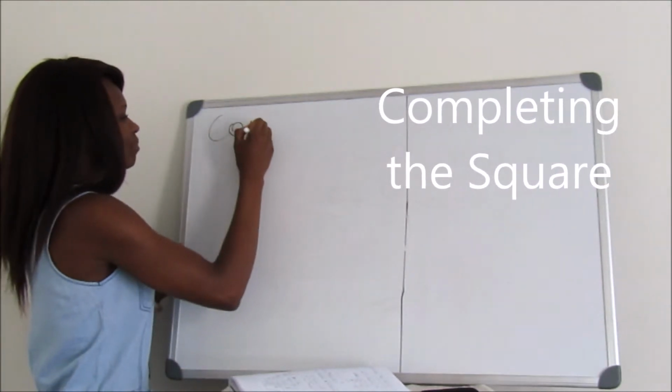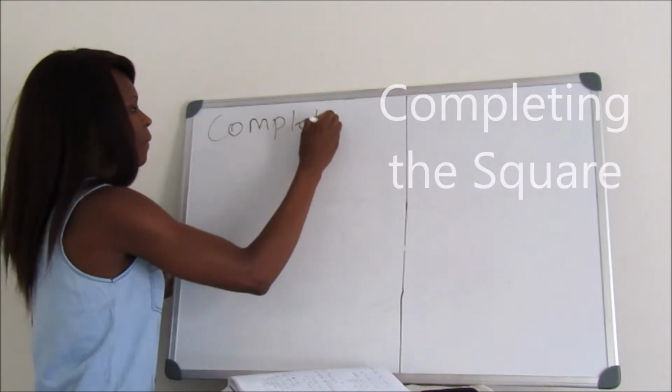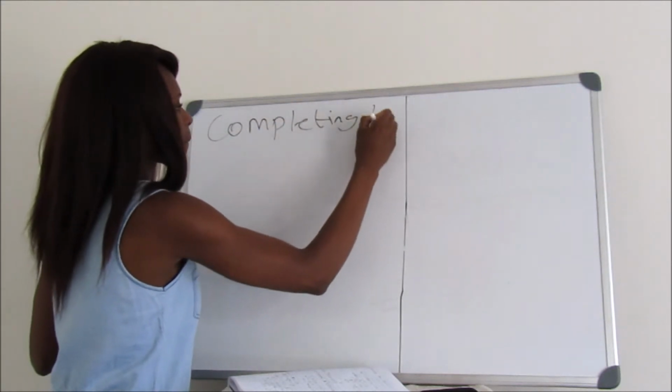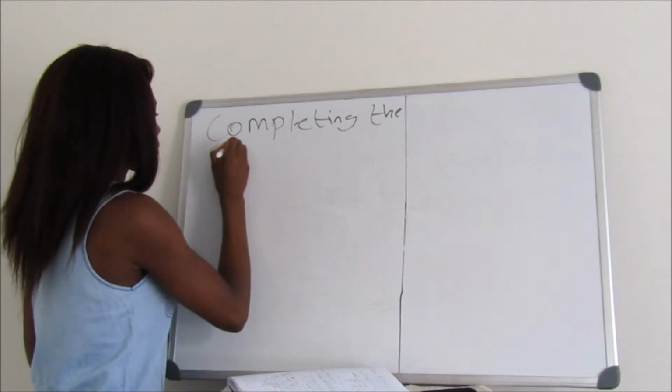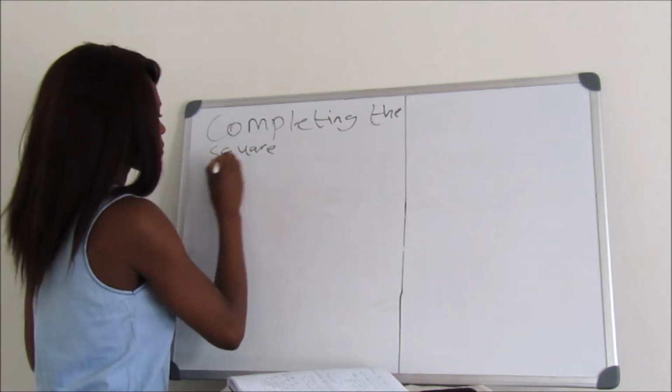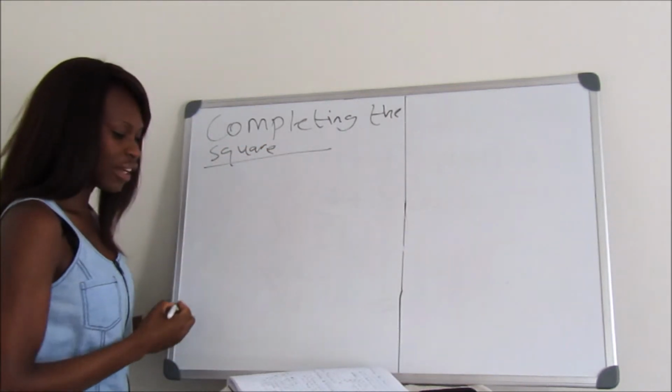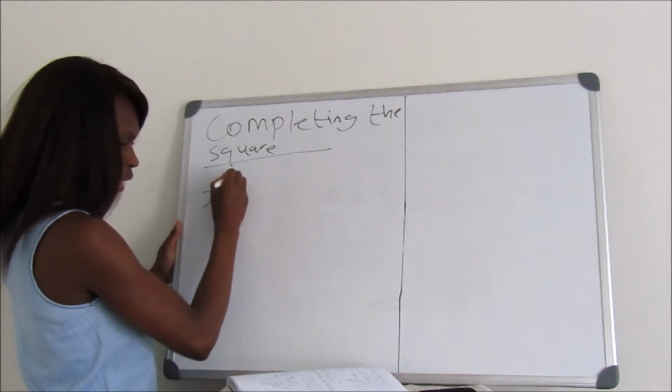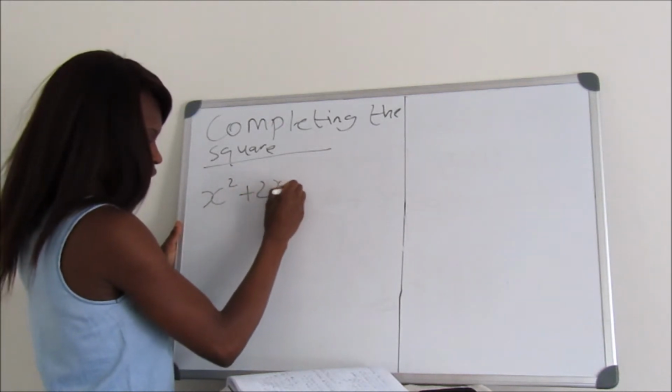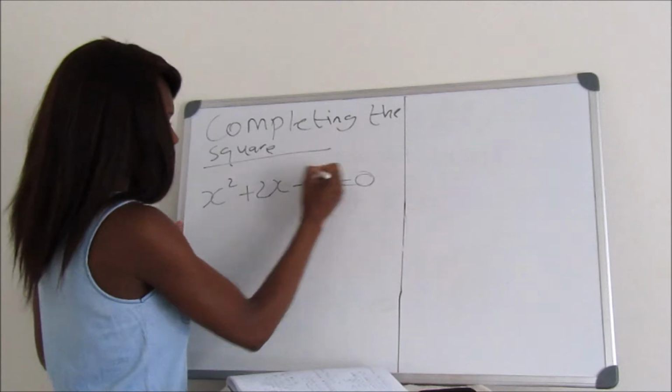Completing the square. Let's say you are given an equation x squared plus 2x minus 3 is equal to 0.